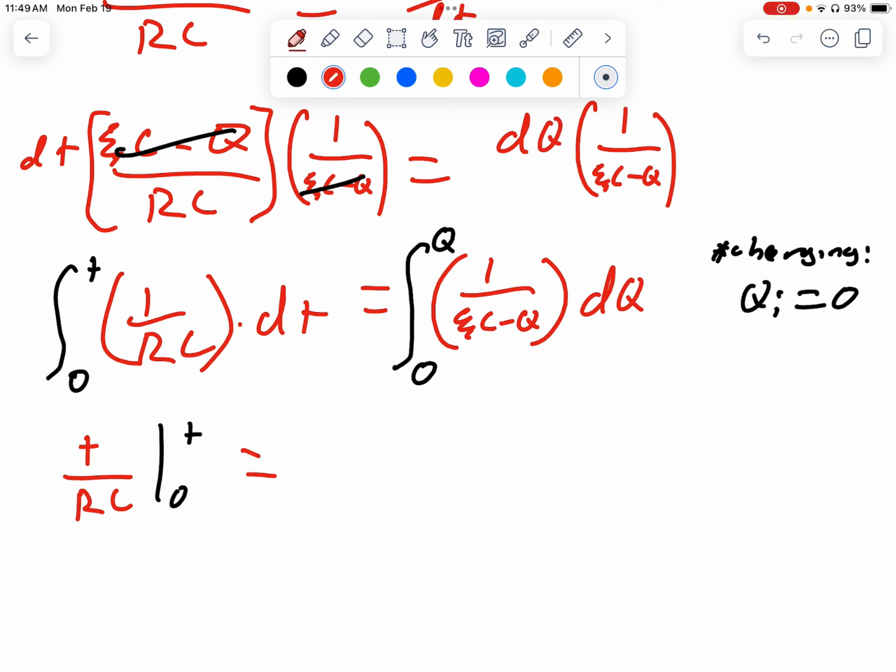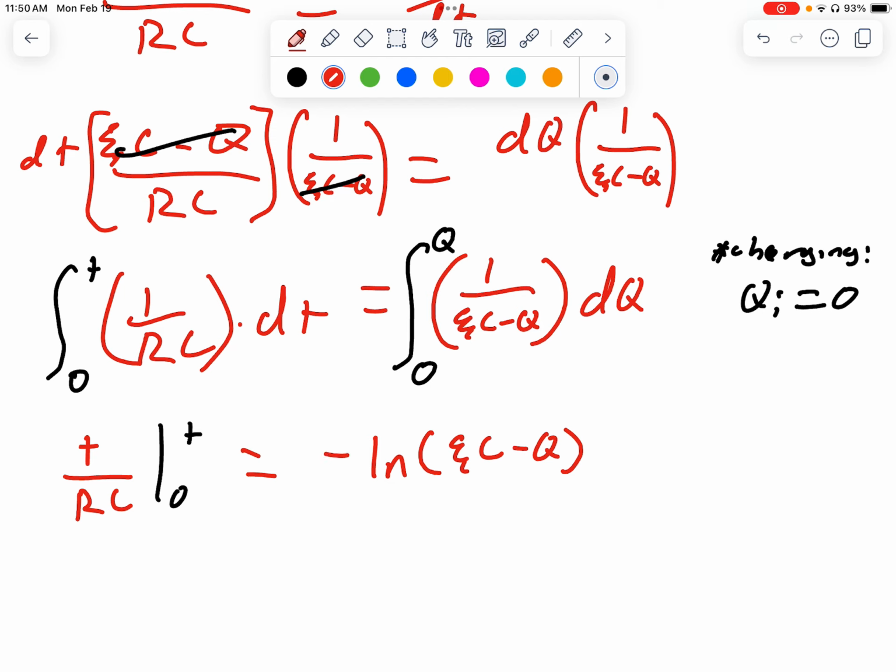All right, now on the right-hand side, it's still a function where, look, that's my q. That's my variable down here, so it's in the denominator. So this is going to wind up being a natural log function. So I get ln of epsilon c minus q. But we're going to wind up with a minus sign out in the front.